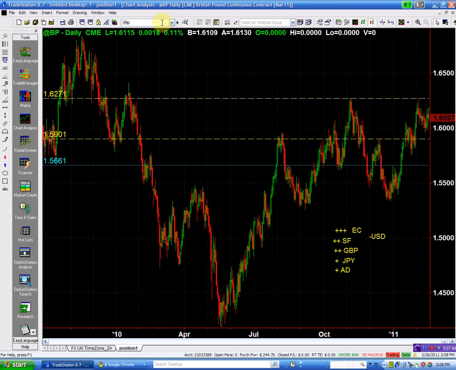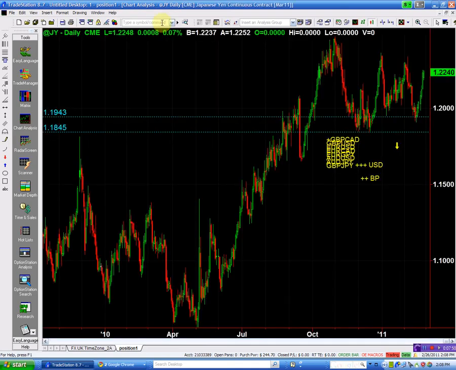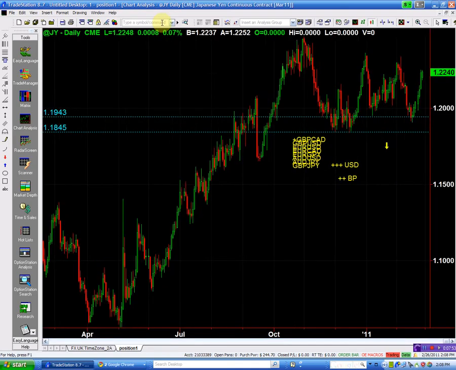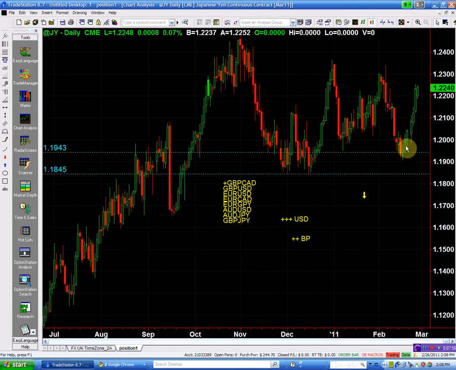Japanese yen, you can see this has had a fantastic week. The close of the Japanese yen at 122.24 is pretty much in line, and that would indicate that we should be getting a continuation to the upside. This is a strong close, and it should indicate for us that the yen strength should continue.